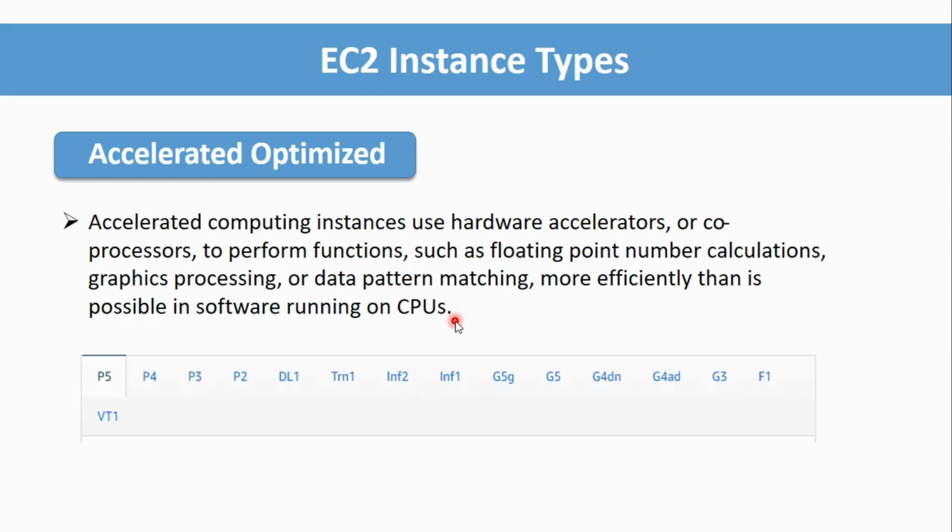In that case you can use accelerated optimized. If you look at the instance series, you can check the P series, P2, P3, P4, and the G series here.